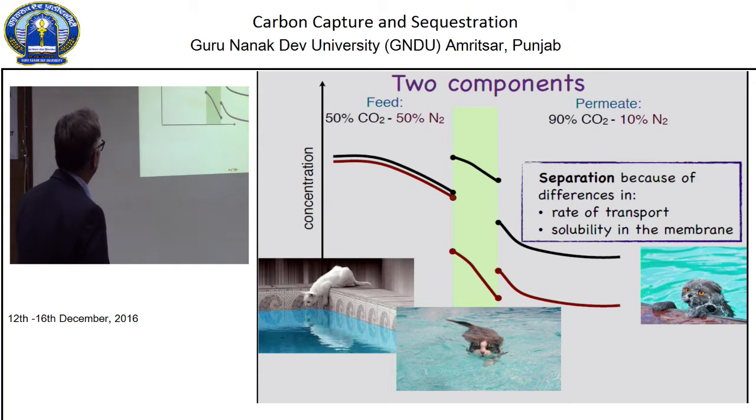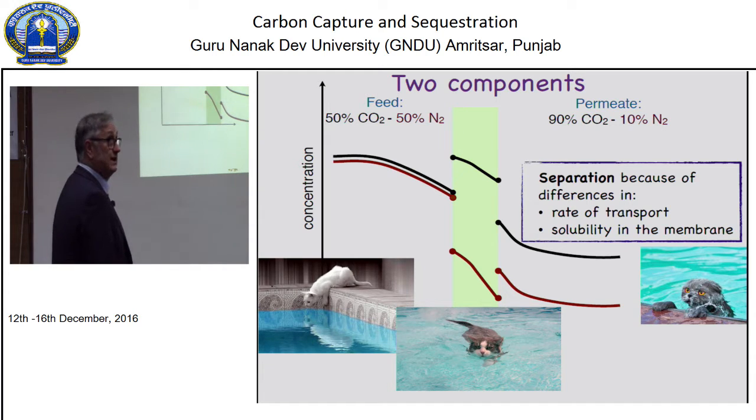How about with two components? Let's imagine a 50-50 feed of nitrogen and CO2. CO2 is selectively more soluble in the membrane, and so CO2 goes up here. Nitrogen is less soluble, it goes down here. And so you see in the end, the permeate is very much enriched in carbon dioxide.